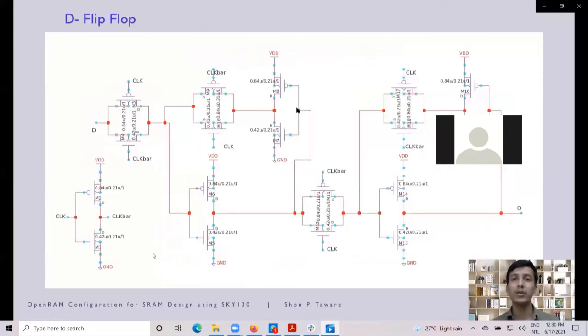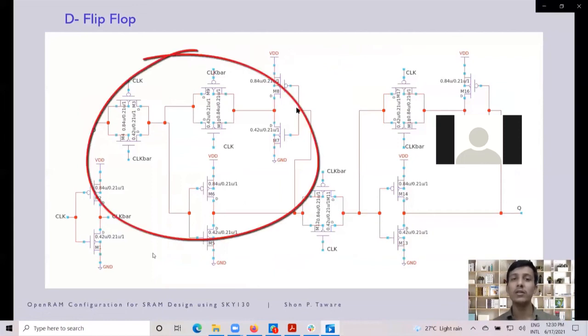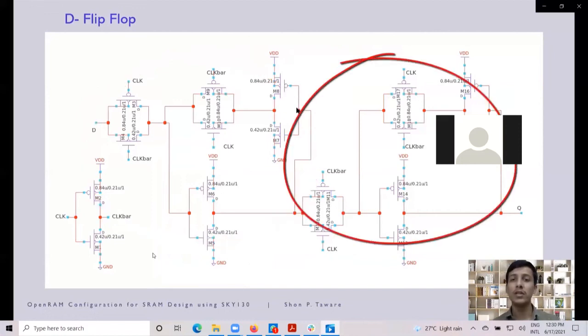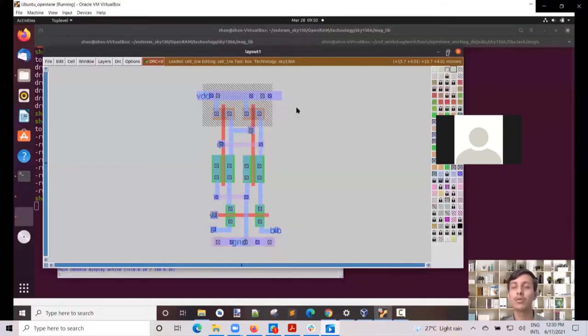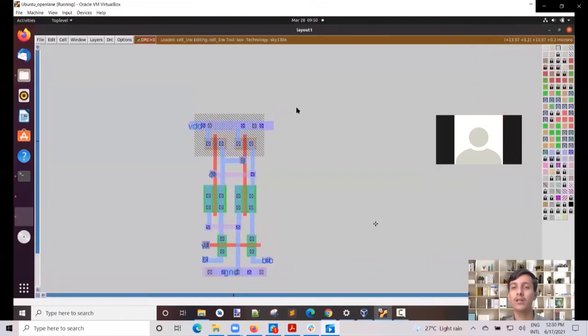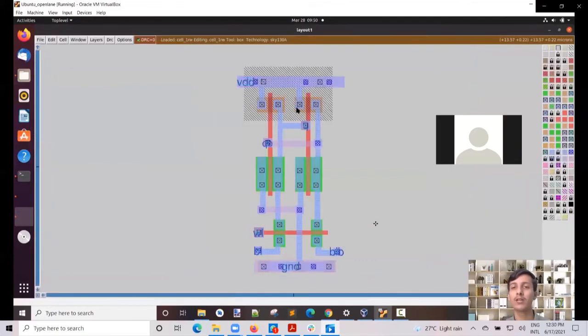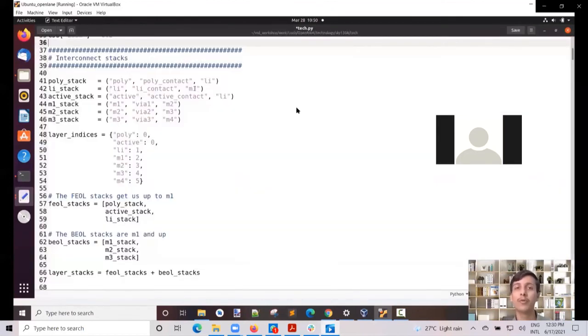This circuit is a combination of two D latches. The first one is a negative level sensitive latch and the second one is the positive level sensitive latch. These are the two cross-coupled inverters and the below two NMOS are the access transistors. Same goes with the M1, M2 and M3 stack. M1 connects M2 through the VR1, M2 connects M3 through the VR2 and M3 connects M4 through the VR3.